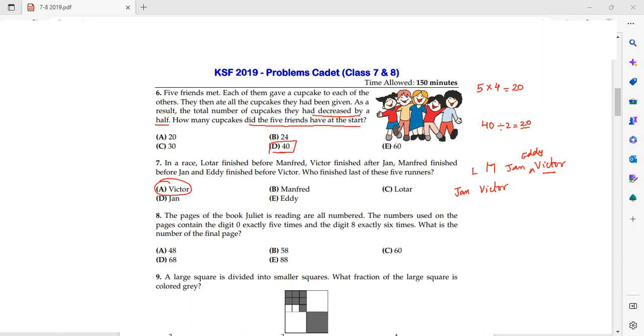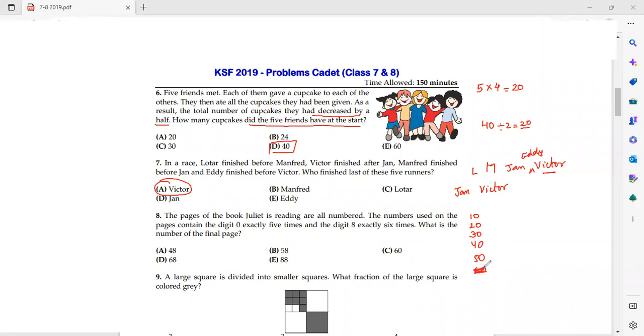The pages of the book Juliet is reading are all numbered. The numbers used on the pages contain the digit 0 exactly 5 times and the digit 8 exactly 6 times. What is the number of the final page? Now, if the digit 0 appears exactly 5 times, that means she has read page number 10, 20, 30, 40, and 50. Now, if we write here 60, then the digit 0 will appear 6 times, which is not the case.